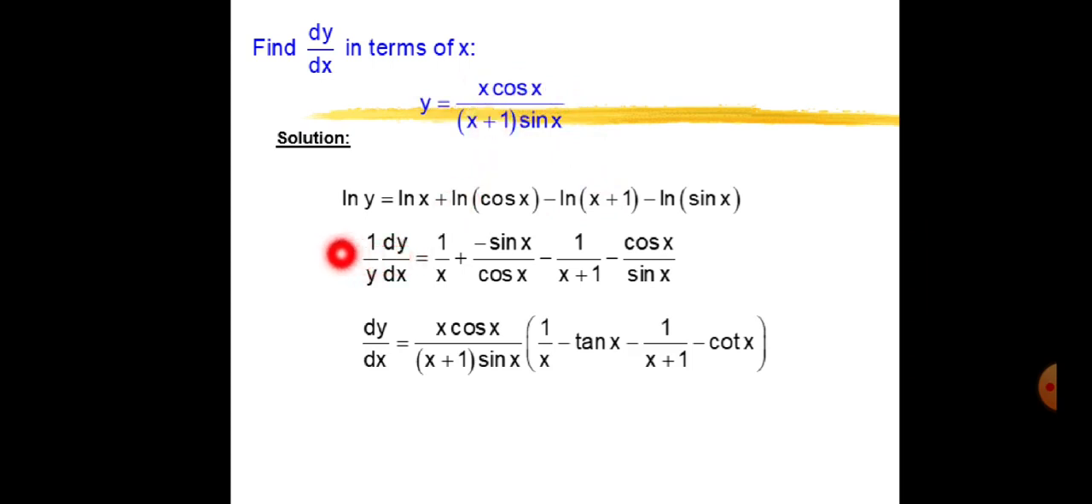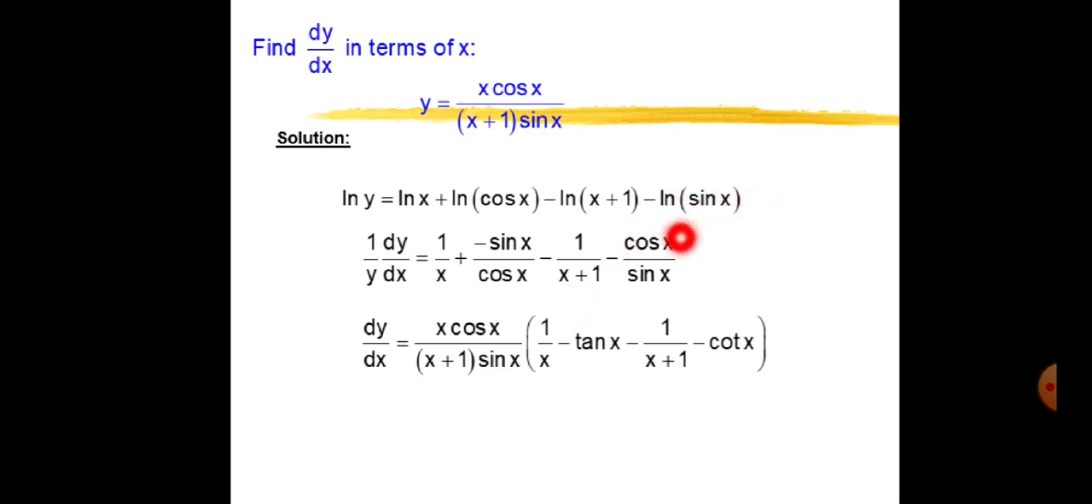And now find the derivative. Ln y gives 1 over y times y prime. You can write y prime as dy dx. Ln x, its derivative is 1 over x. Ln cosine: ln u gives u prime over u. So we have cosine x down here and its derivative up, or you can deal with it as 1 over cosine times the derivative of what is inside. Derivative of cosine is negative sine x. Minus ln x plus 1, its derivative is 1 over x plus 1.